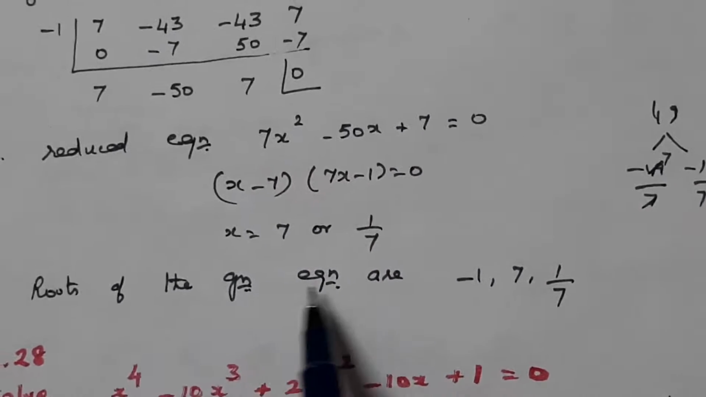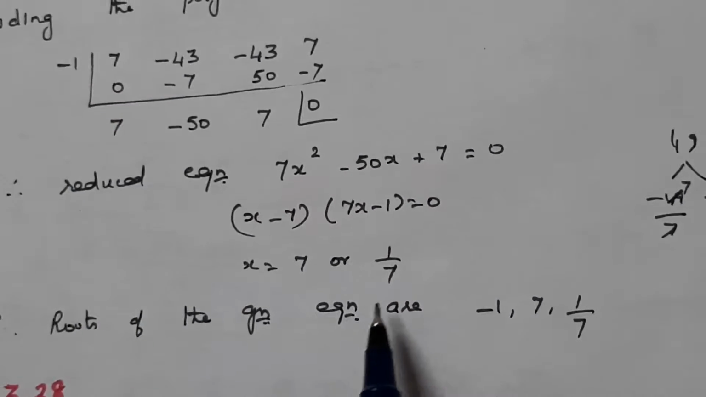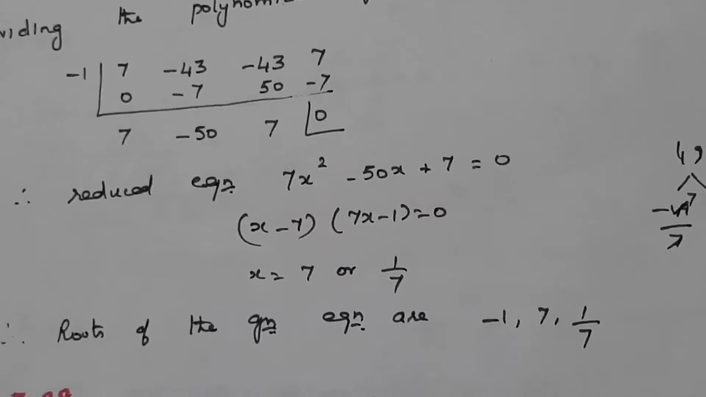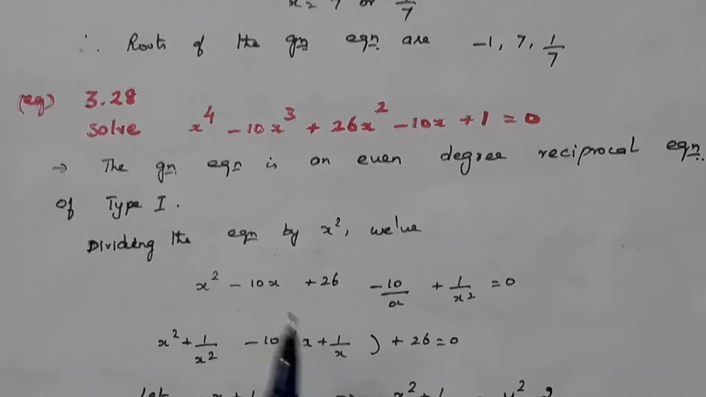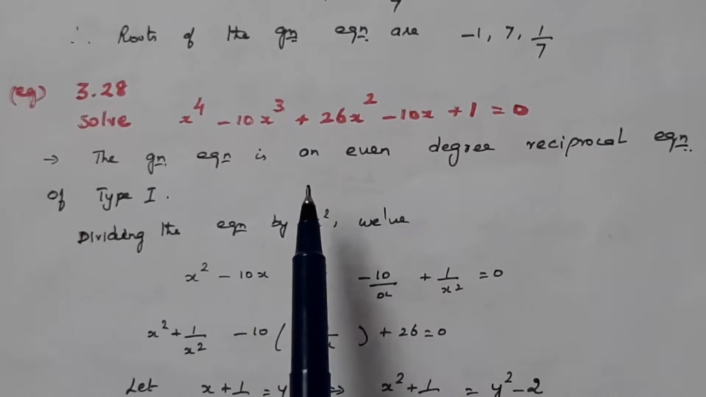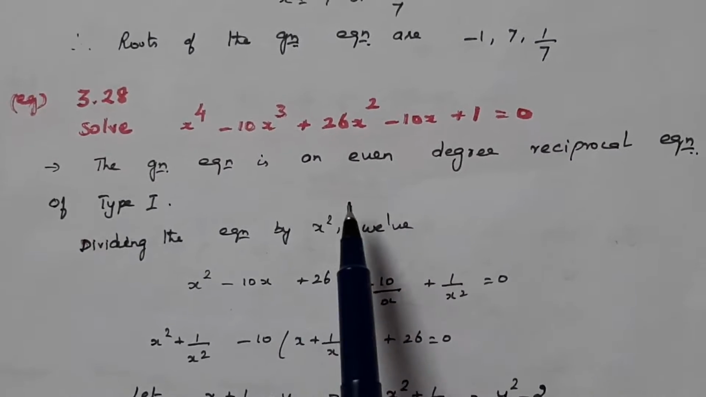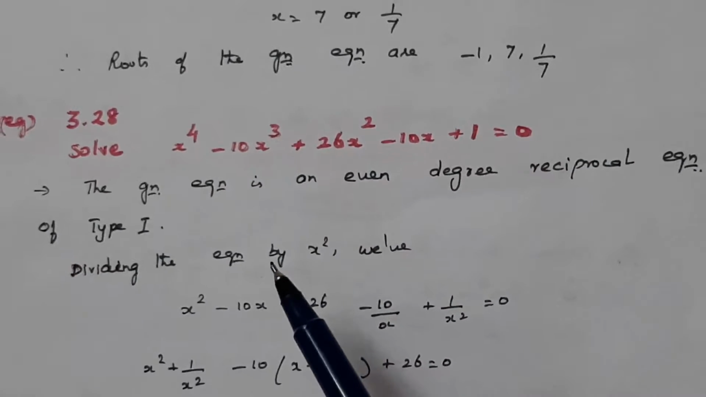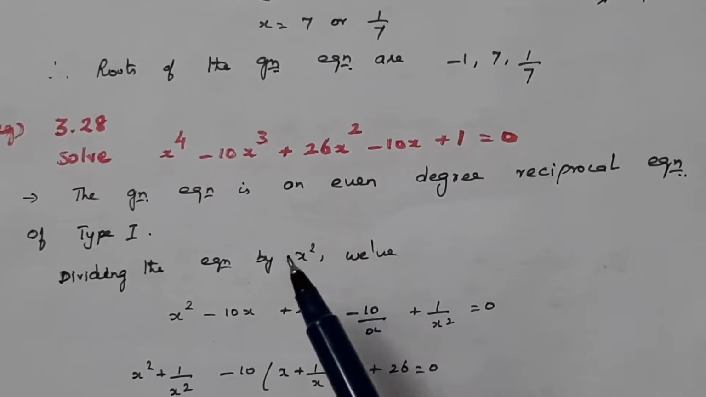So what are the roots of the given equation? Minus 1, 7 or 1 by 7. So it is very simple to solve the reciprocal equation. As we know that 1 or minus 1 is a root, it will be very simple to reduce the equation, and hence it is easy to solve such reciprocal equations.